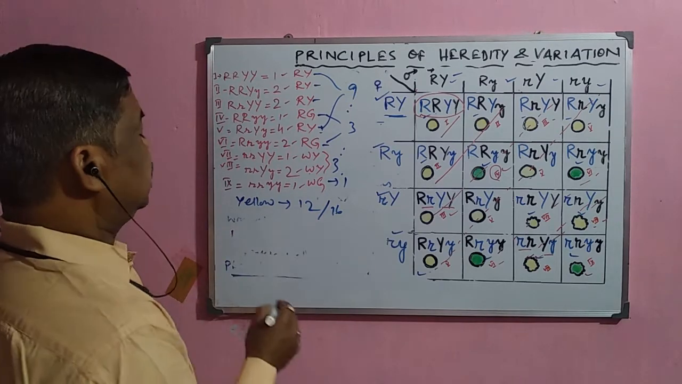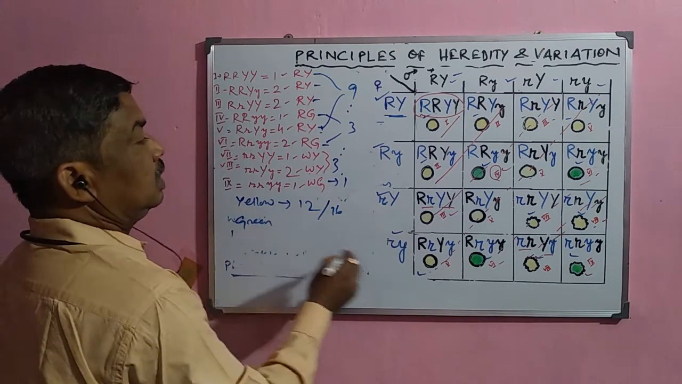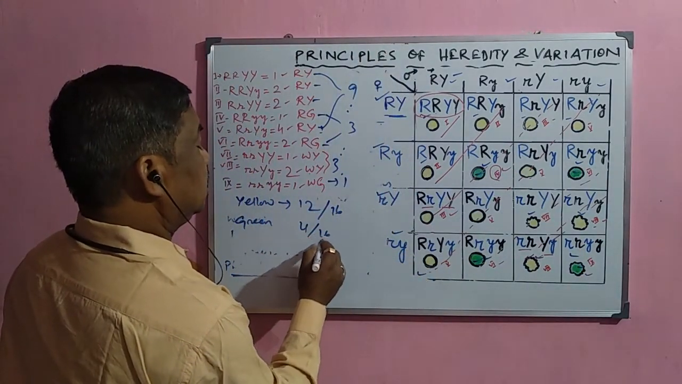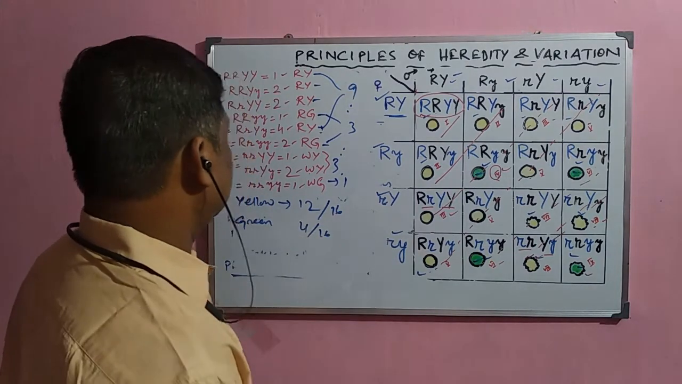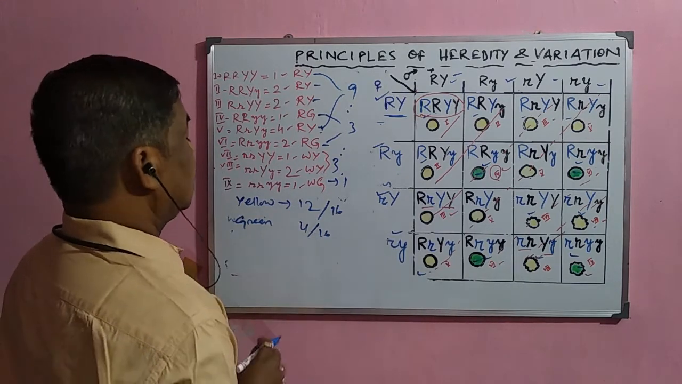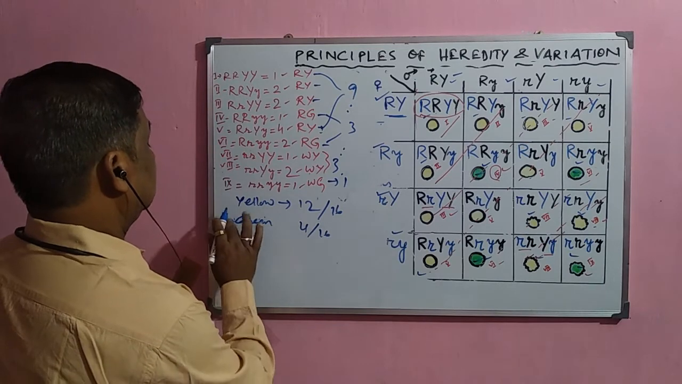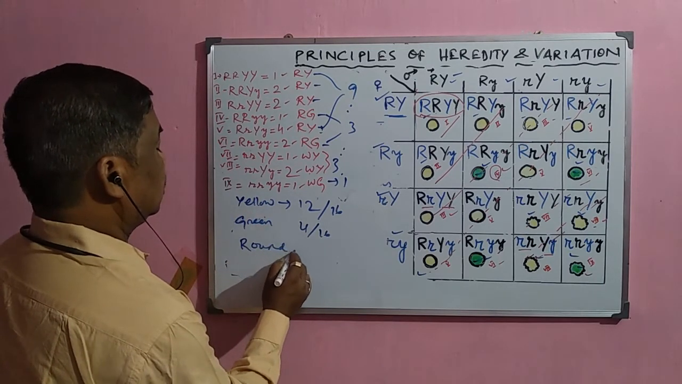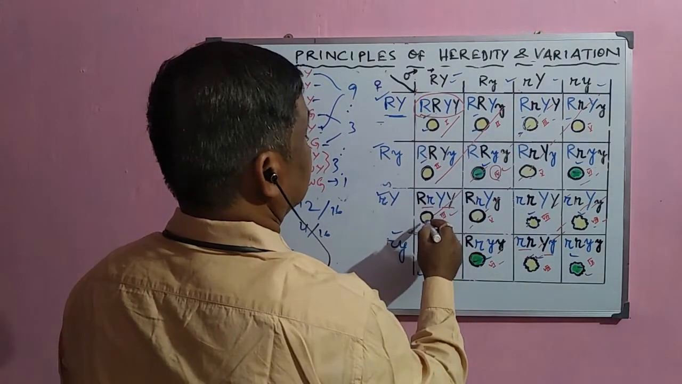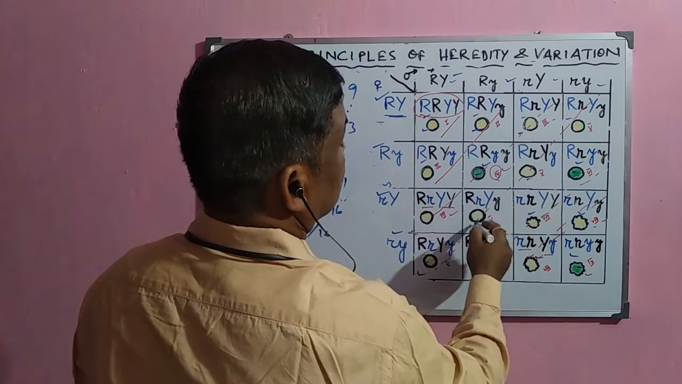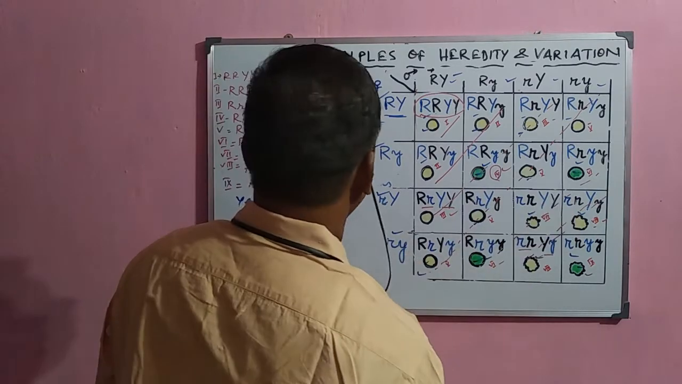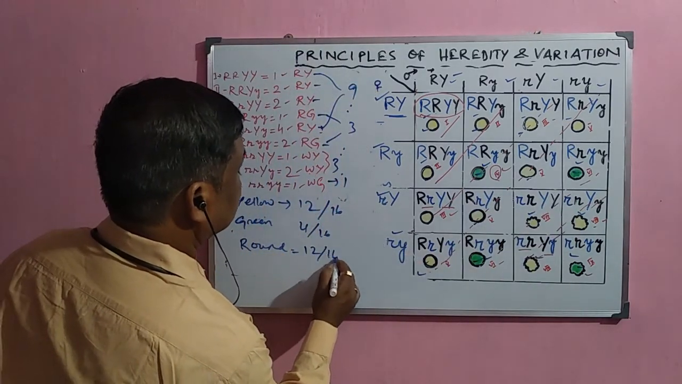Now how many green color he observed? Now look at here, 1, 2, 3 and 4. These are 4 green seeds he observed out of 16. Now how many round seeds he observed? These are the round seeds. Look at here, this is round 1, 2, 3, 4, 5, 6, 7, 8, 9, 10, 11 and 12. So there are 12 by 16 round seeds.